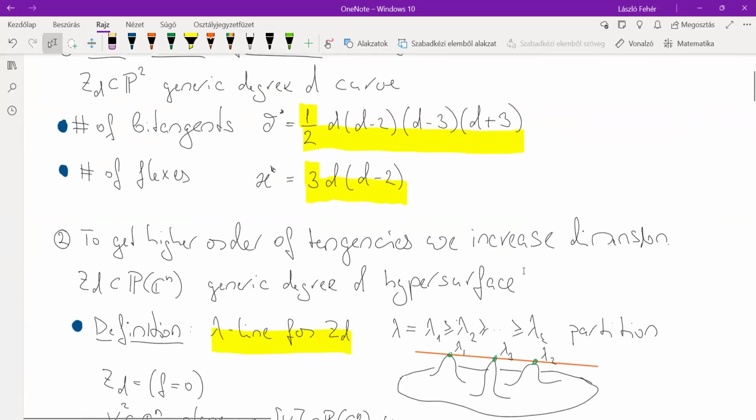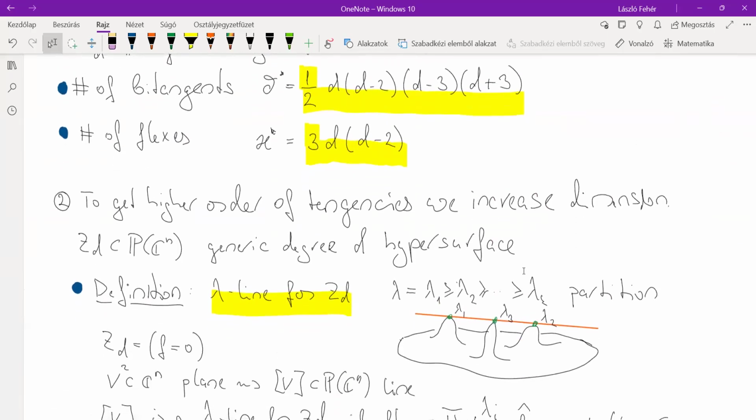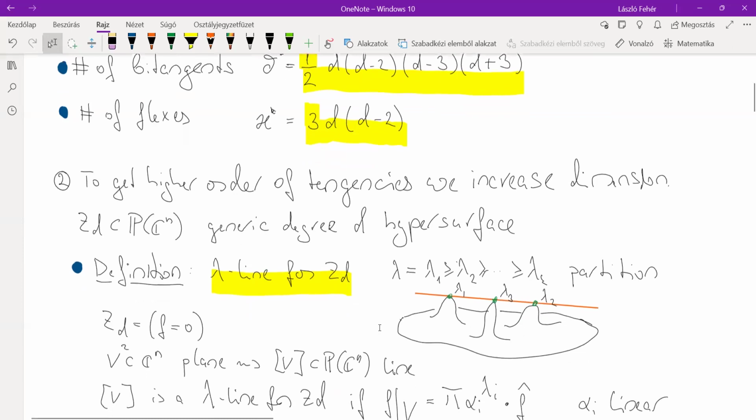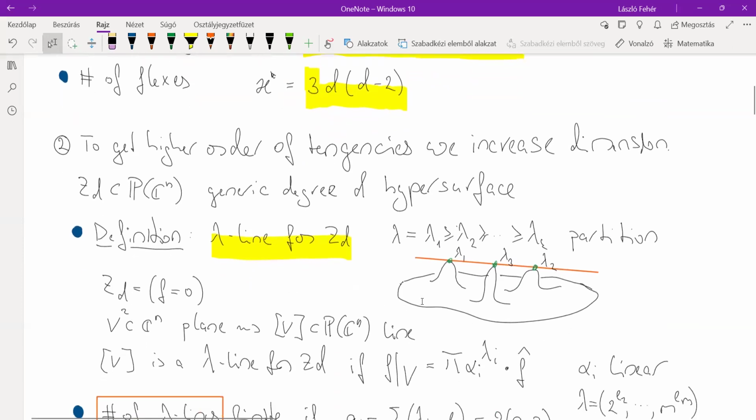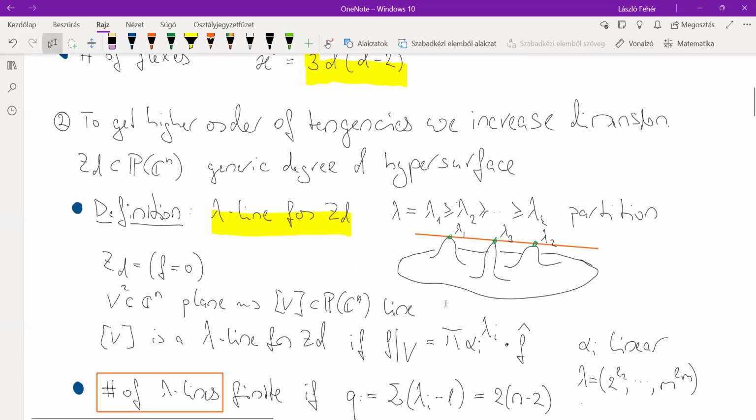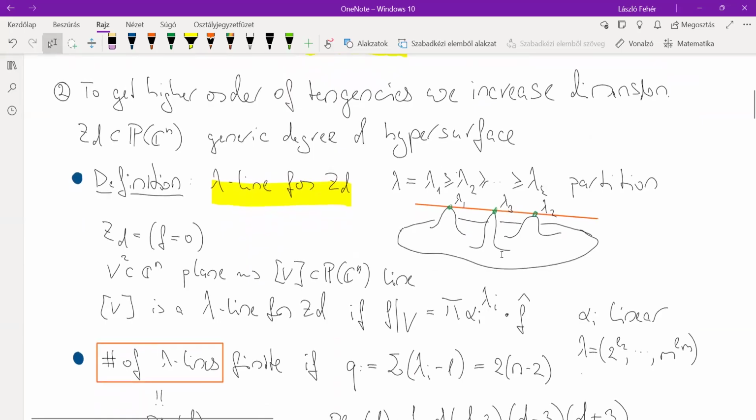So the first thing, when we want to have more interesting problems, is to increase the dimension. Instead of curves, I'm looking at hypersurfaces in the projectivization of C^n. And then I will have tangent lines with more interesting multiplicities. There is a little picture here. If the dimension is high enough, then you can get all kinds of multiplicities.